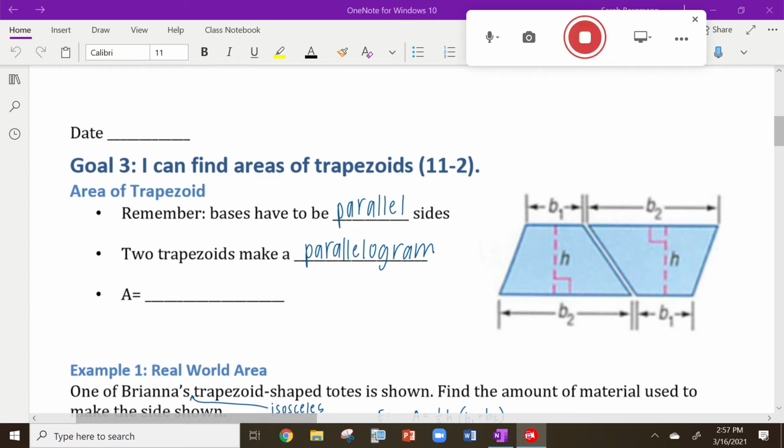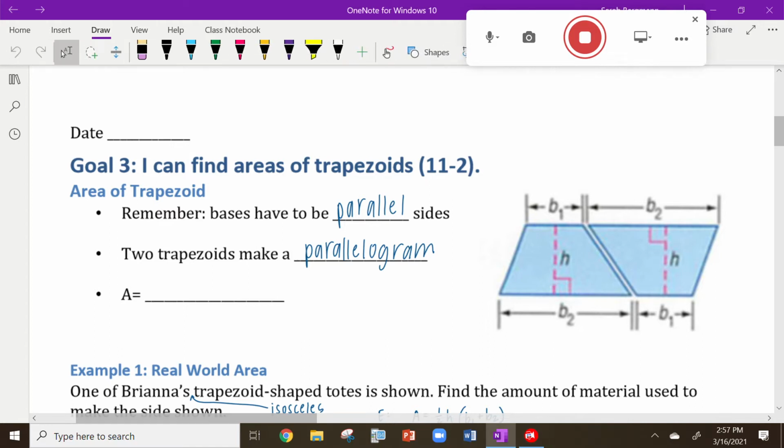Welcome back, everyone. Yesterday we learned about the areas and perimeters of parallelograms and triangles. Today we are going to learn about the areas of trapezoids, rhombi, and kites. So first let's start out with trapezoid.